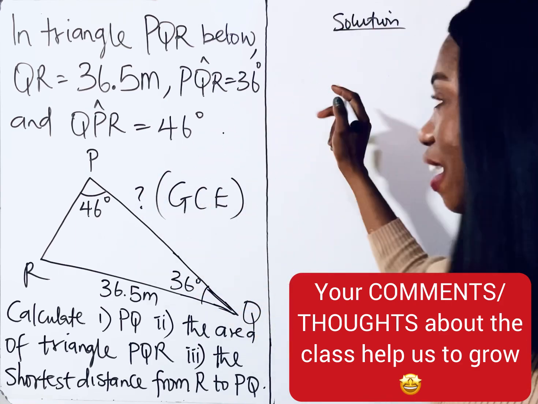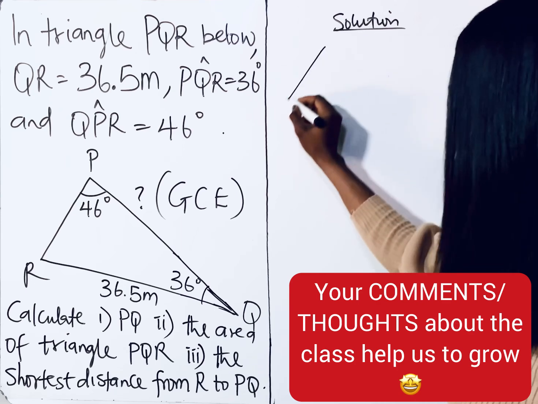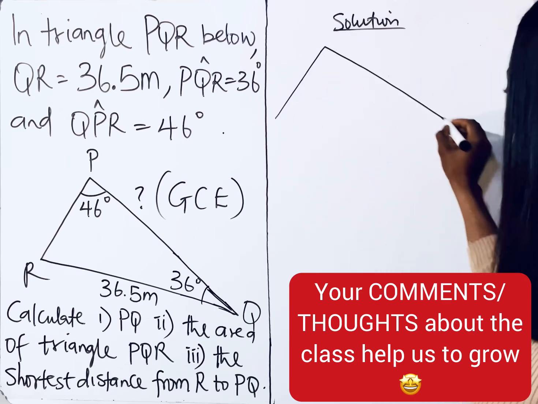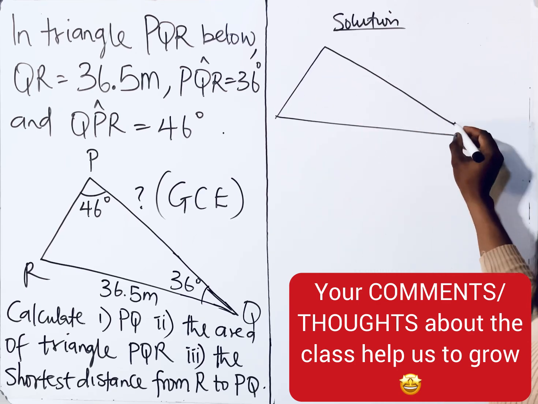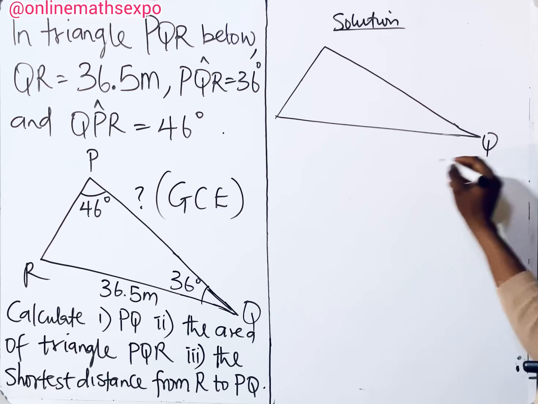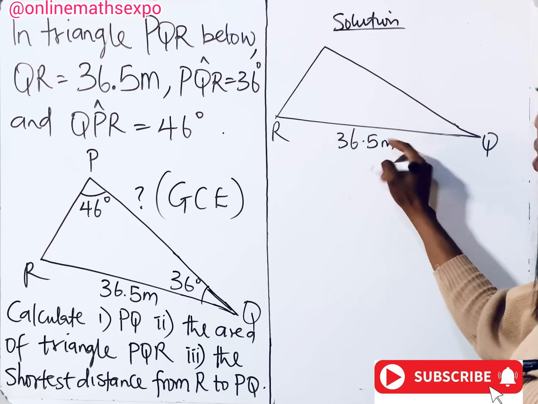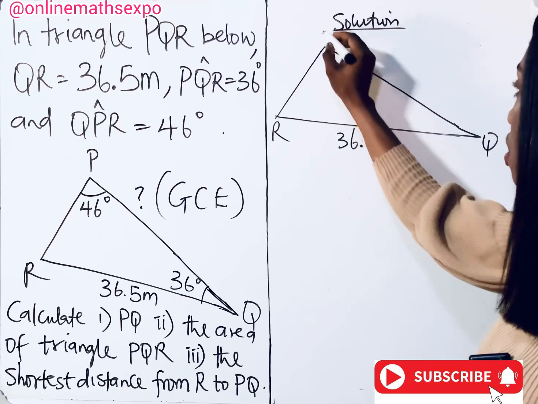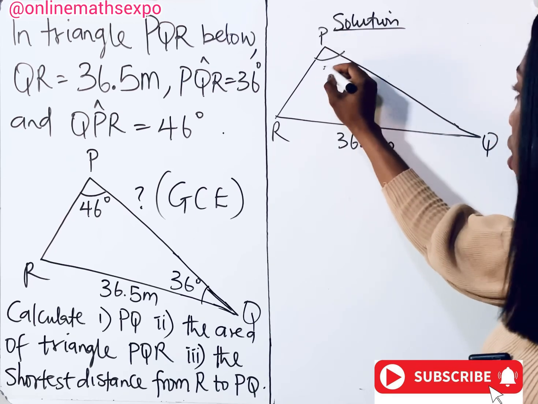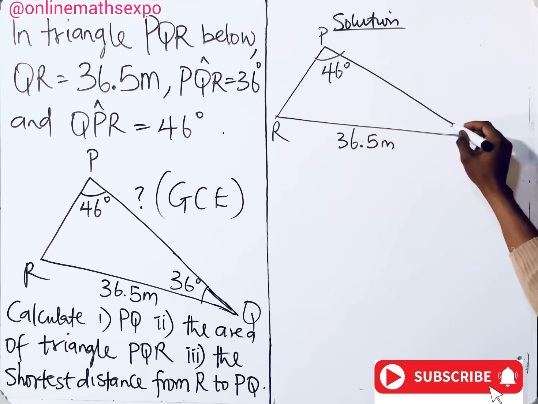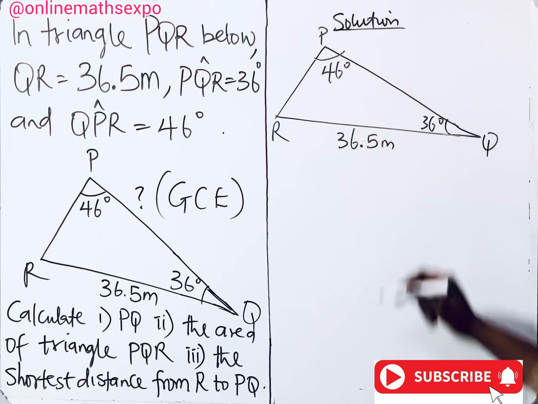Let's repeat the diagram. So we have this. This is what we have. And here is labeled Q. Here is R. Here is 36.5 meters. Okay. Now this is P. Angle here is 46 degrees. Here is 36 degrees. Okay.